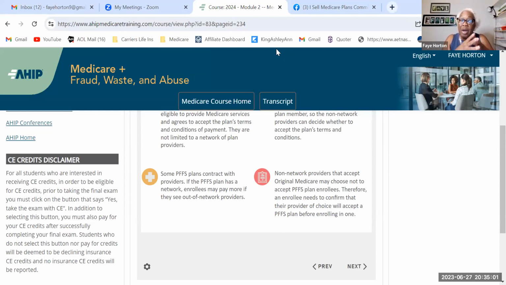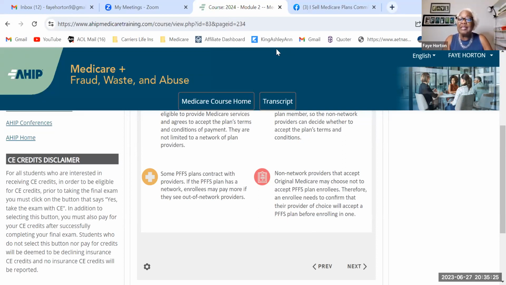You may have a greater out-of-pocket cost if you were to see out-of-network providers. But remember, you're not tied to a network. You don't have to use the network as long as the provider accepts Medicare services and agrees to accept the payment from the plan.